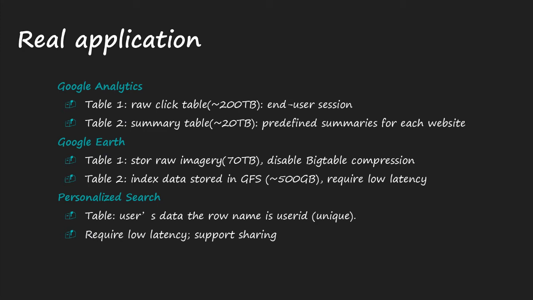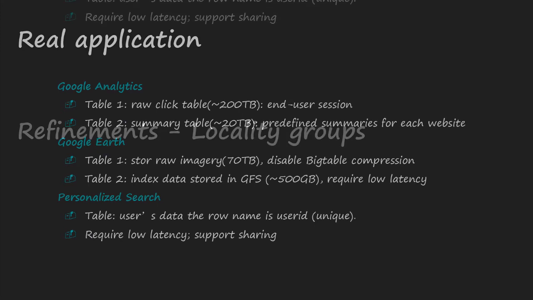Then in personalized search, users' data are stored in Bigtable. It is easy to understand, because every time you search for something on Google, the first result is the most relevant one. It's also replicated across several Bigtable clusters to reduce latency due to the distance from clients. Personalized search supports sharing between Google products and other websites. Therefore, the storage consumption of Bigtable should be limited.